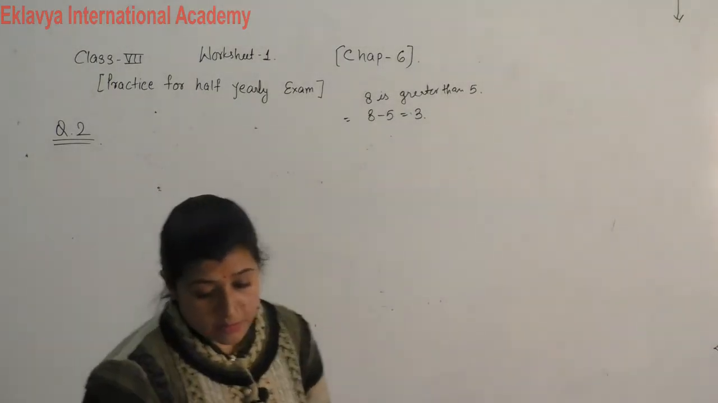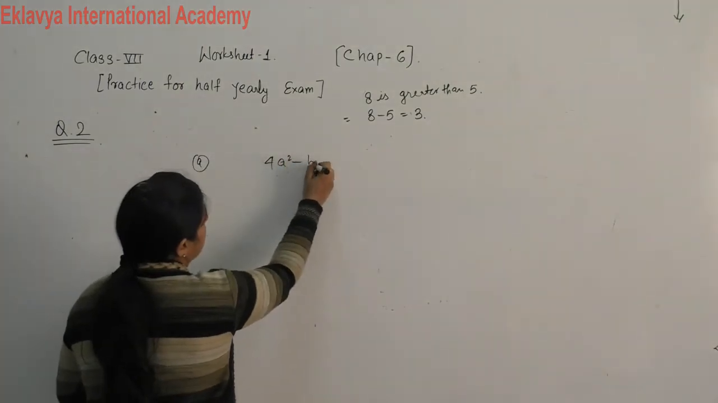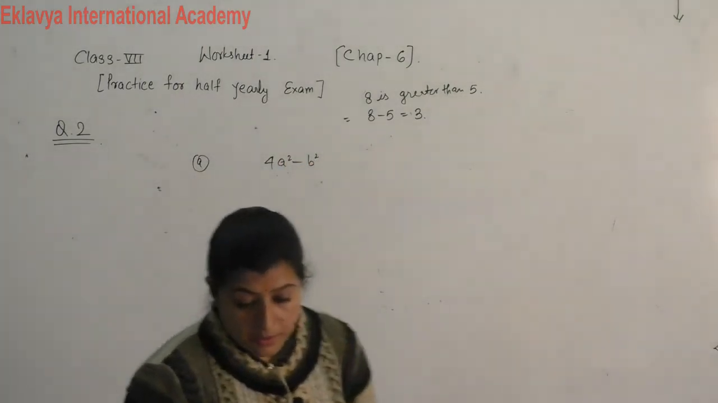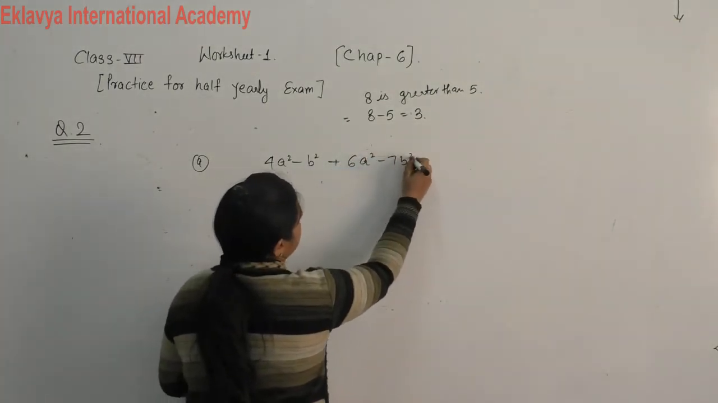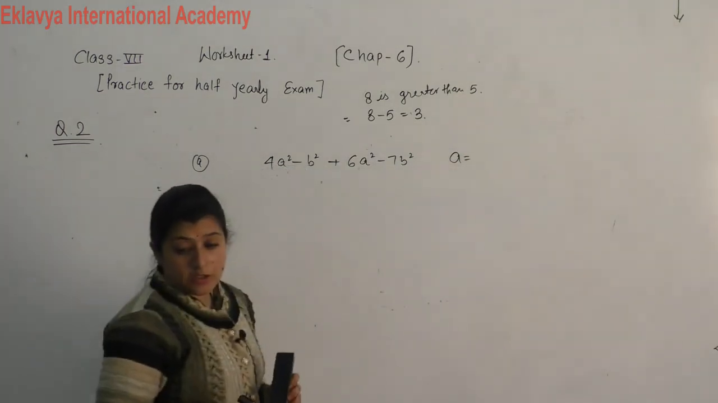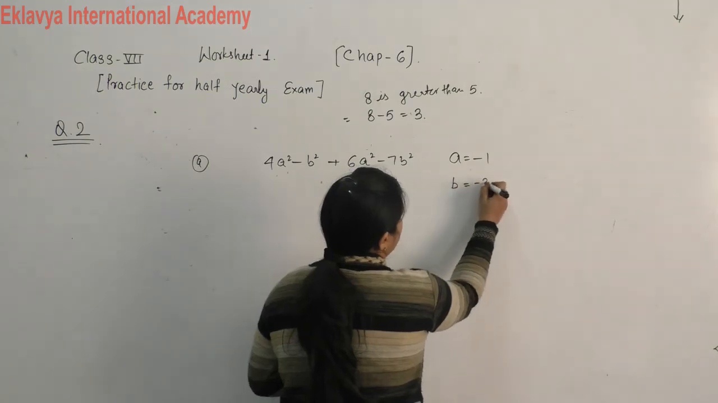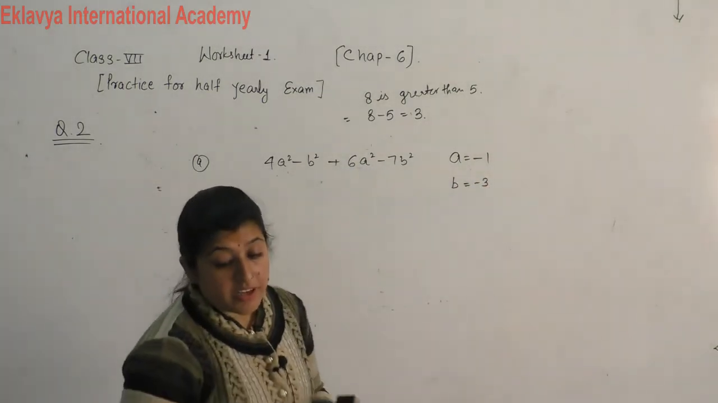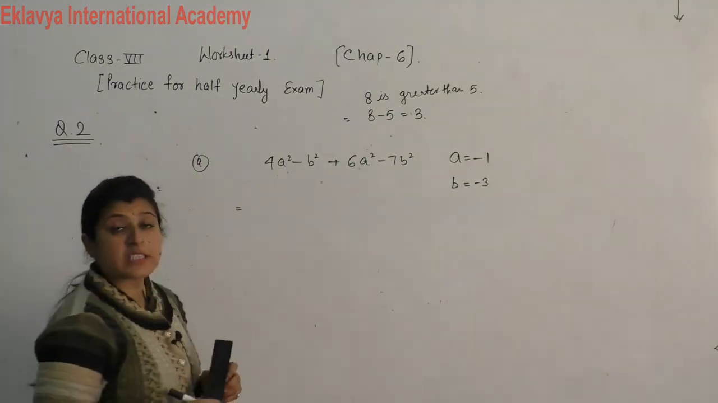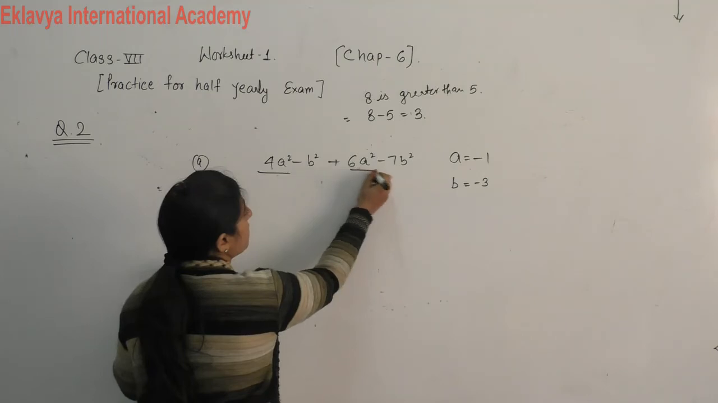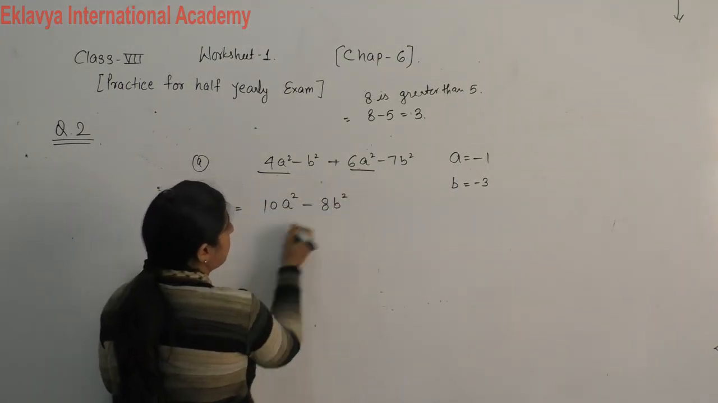Next question: simplify the expression and find its value if x equals 2. One answer I am solving. It is given to you: 4a square minus b square plus 6a square minus 7b square, and find out the value of this when a is equal to minus 1, b is equal to minus 3. Firstly simplify the expression, it means don't directly put the values. When you solve it, it becomes 6 plus 4, 10a square minus 8b square.